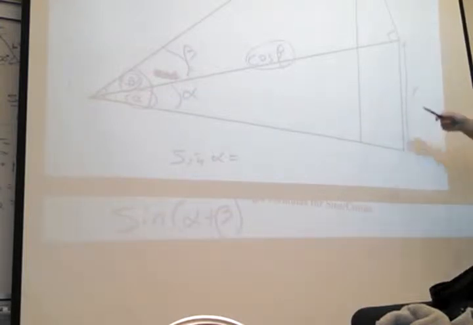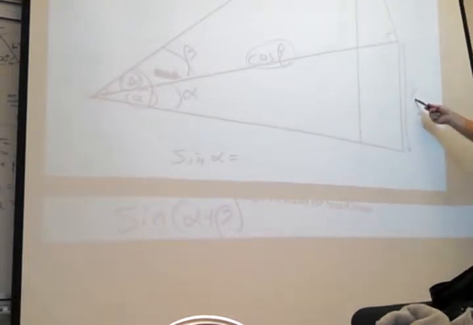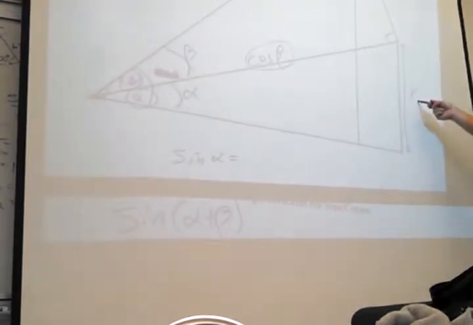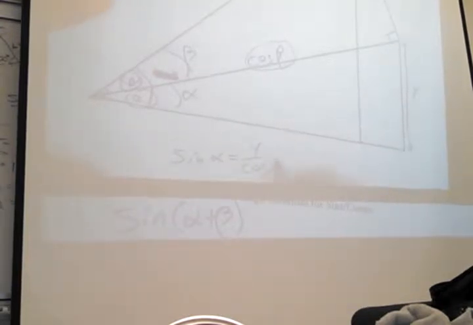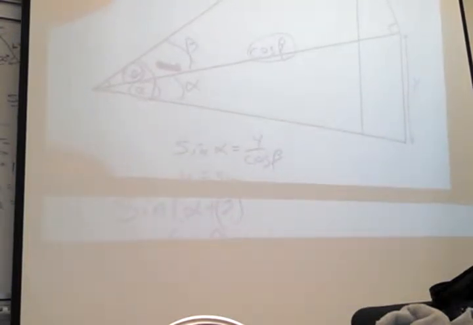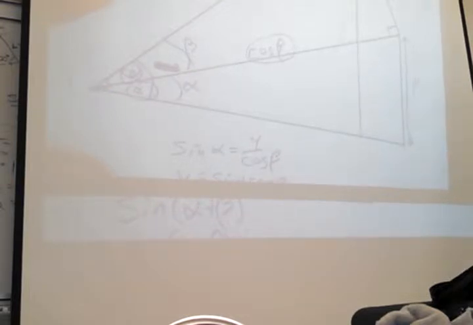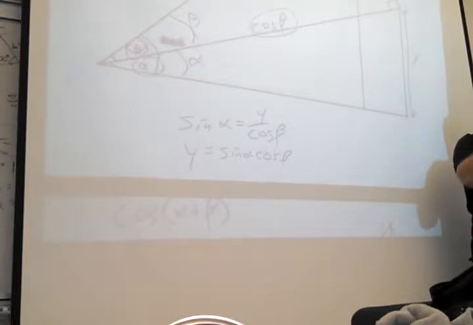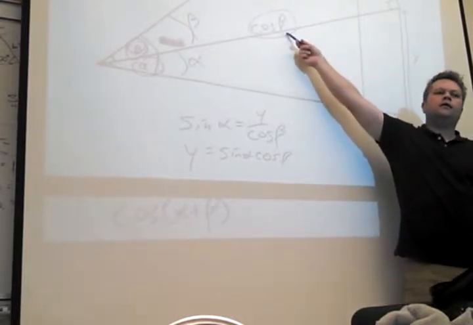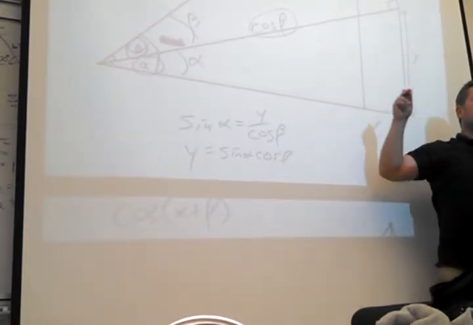So sine alpha would be y over cosine beta. So of course y is cosine beta times sine alpha. I love it. Let me let you absorb that. I keep saying this: if I know the hypotenuse, then the y and x sides are easy.